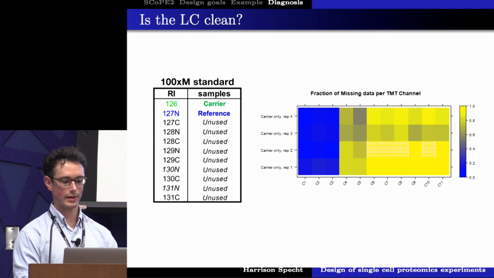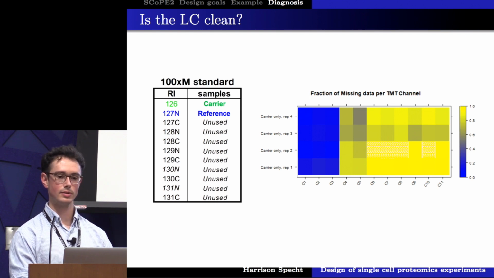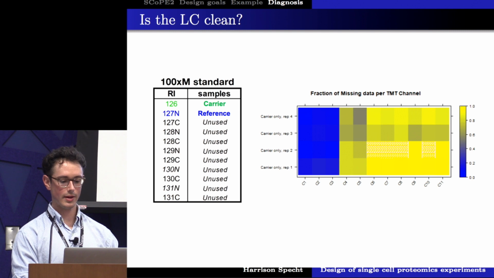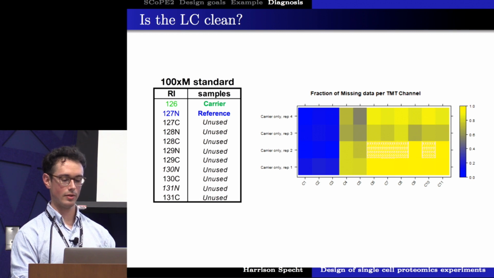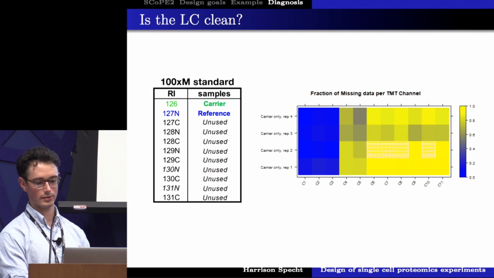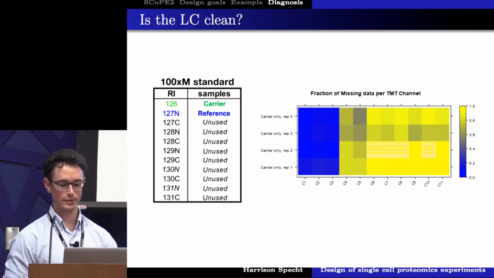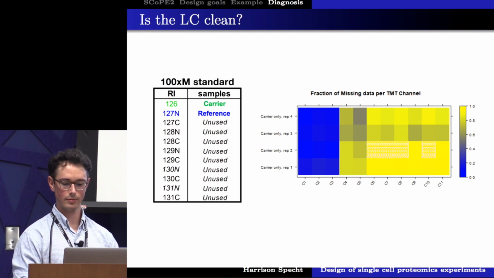Therefore, we wanted to run a carrier that was similar enough to the cells that we wanted to profile, and then leave all of the other channels empty, unused. Therefore, we'd be triggering measurement on the background signal that's remaining on our LC-MS for the peptides and proteins that we're interested in, and then we have the strong expectation that we should get no signal in the single cell channels. And here I'm showing a plot from do-MS that shows just that for most of these samples.